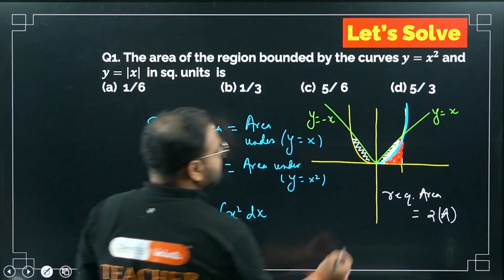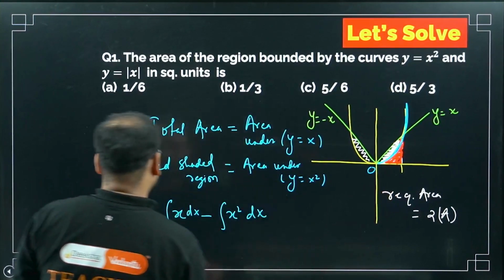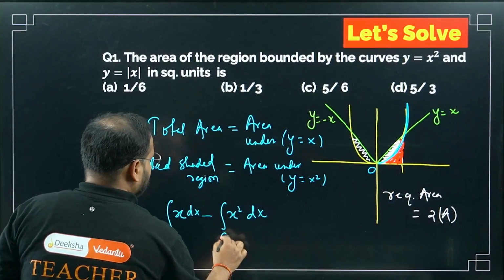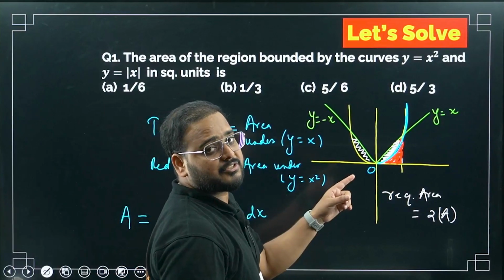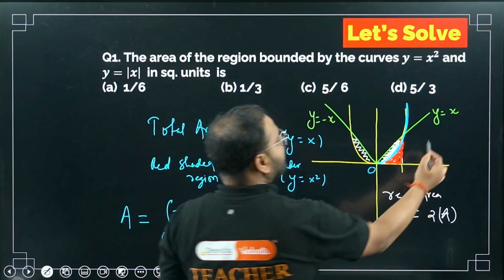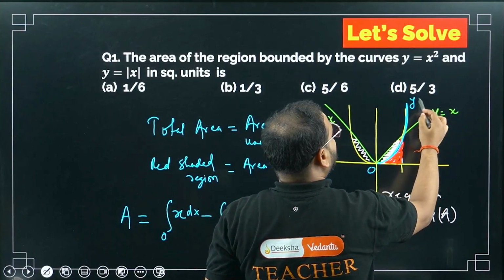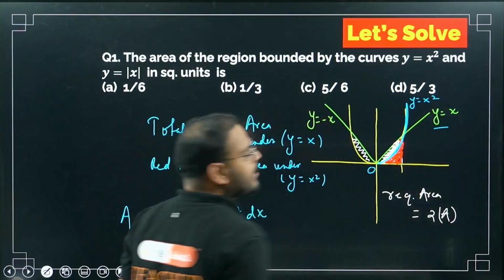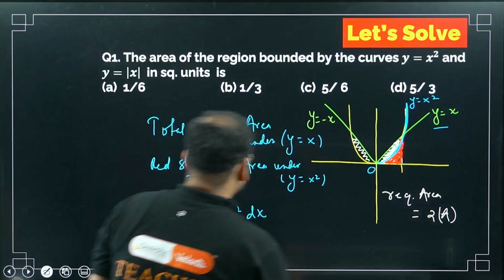So lower limit we know. It starts from 0. So lower limit is 0 in both the cases. What about upper limit? We have to find the point of intersection of this line y equal to x with this curve y equal to x square. So let's find that out over here. The point of intersection.